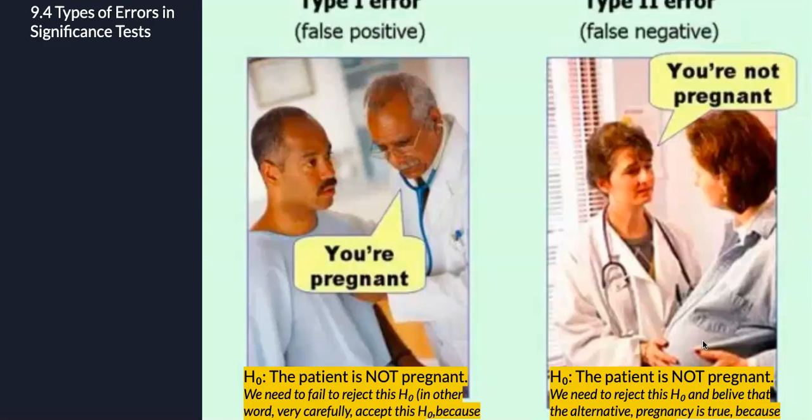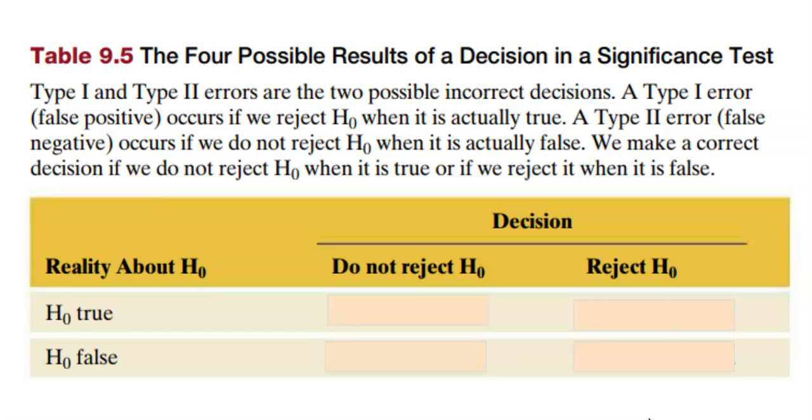So we need to reject this null. But what is the doctor doing? She is believing the null hypothesis. She's staying with that null hypothesis. We need to reject this null and believe that the alternative, pregnancy, is true, because in fact she is pregnant. But you see how these doctors are making a different mistake, right? And it depends on whether the null hypothesis is true or false. Okay? So two types of errors and four possible results from a decision in a significance test.